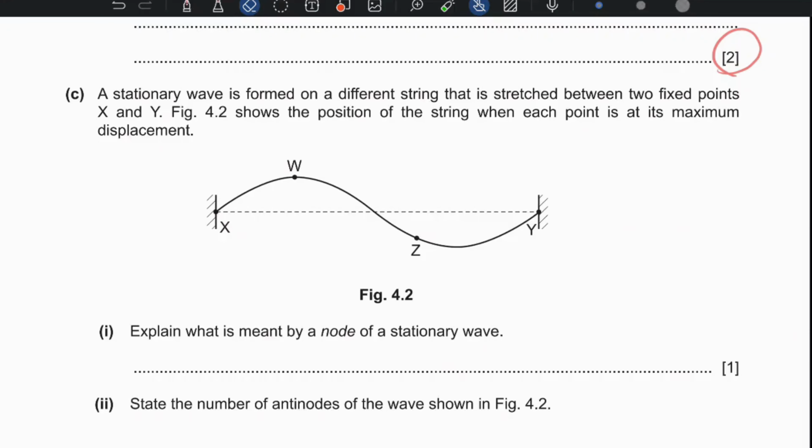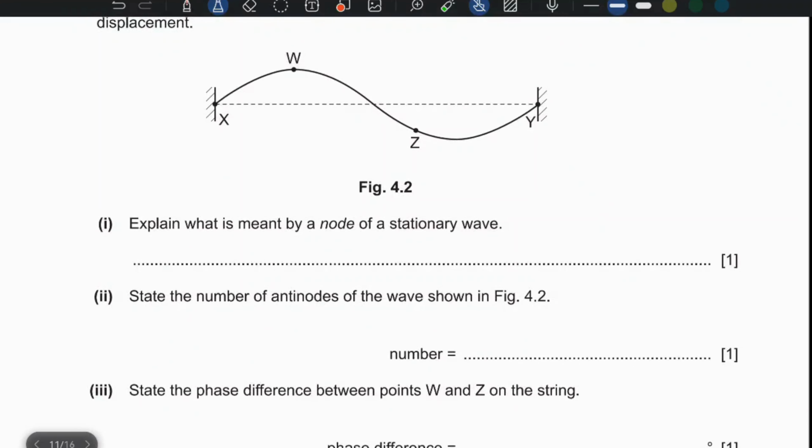Moving on to C. A stationary wave is formed on a different string that is stretched between two fixed points, X and Y. Figure 4.2 shows the position of the string when each point is at its maximum displacement. Roman 1, explain what is meant by a node of a stationary wave. A node of a stationary wave is a position where it is zero amplitude.